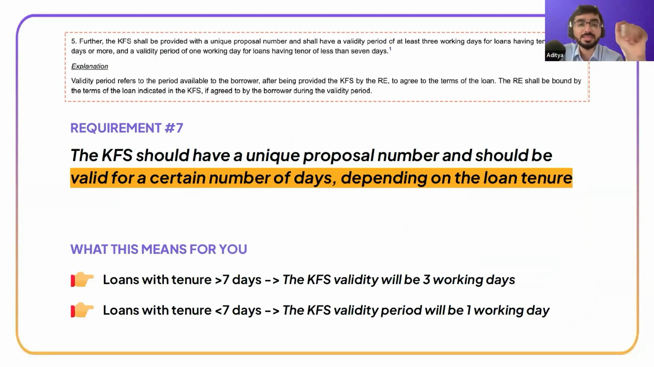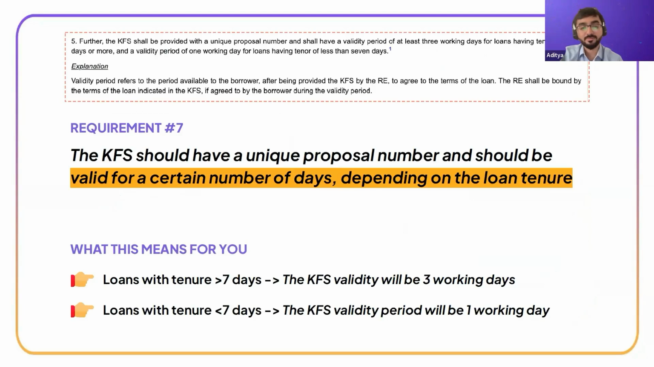This requirement basically states that the KFS needs to have a unique proposal number, and that uniquely numbered KFS should have a validity of a certain number of days. So for loans with a term greater than 1 week, there's a validity of at least 3 days. And for loans of less than 1 week, it has to be 1 day.